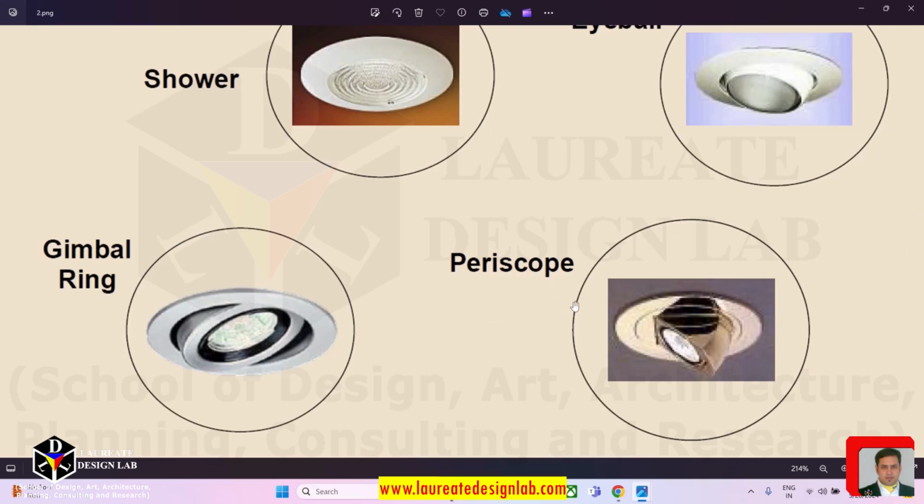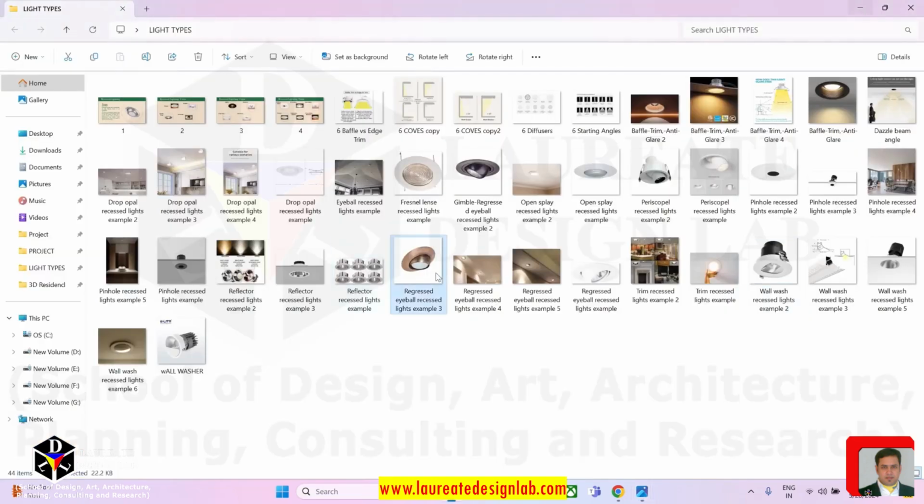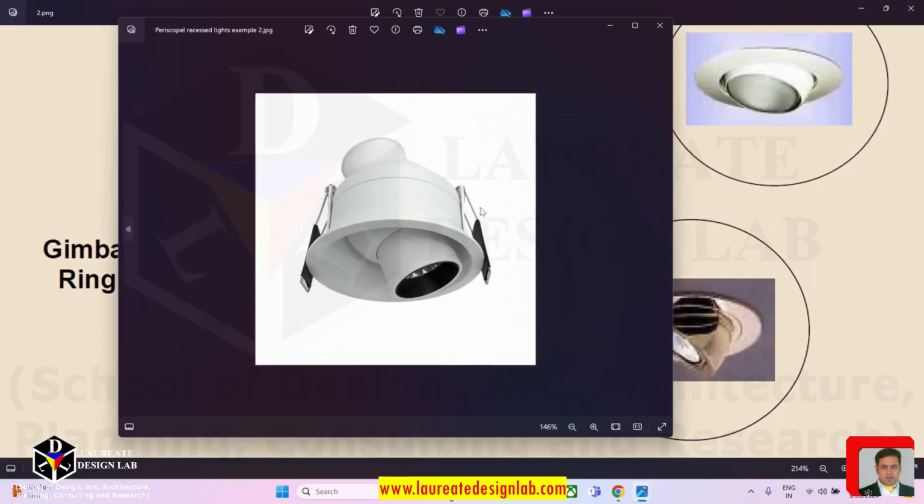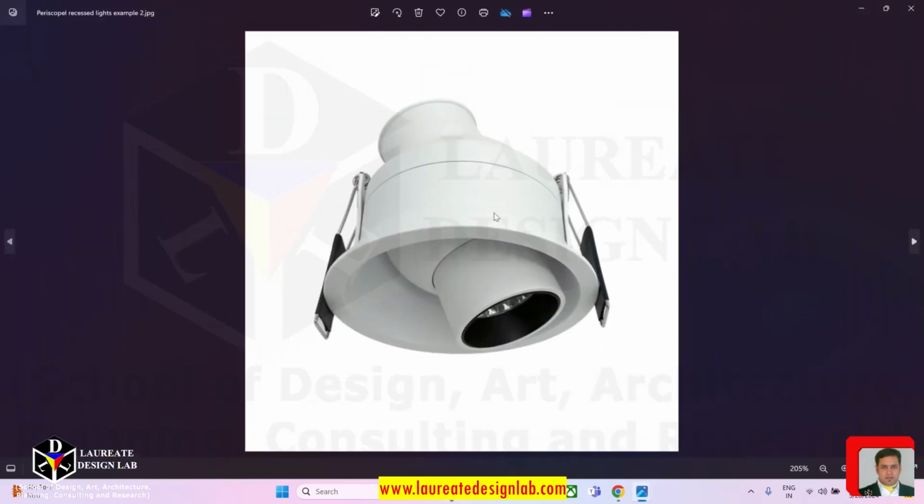Periscope, you must have seen. I show you again. This is periscope. Why do we use periscope? Because you can fix this trim to the ceiling, but this can rotate inside. Got the point?